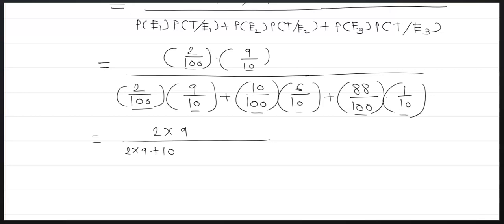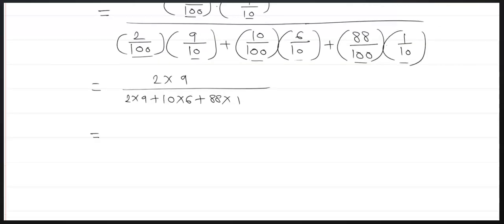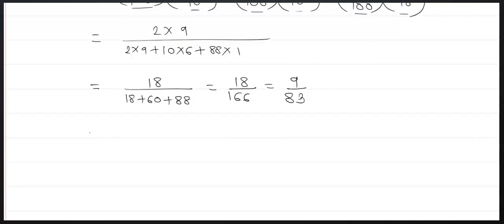The 10 and 100 in the denominator is common. Therefore, from the calculations you will get 9 upon 83. This is the required probability.